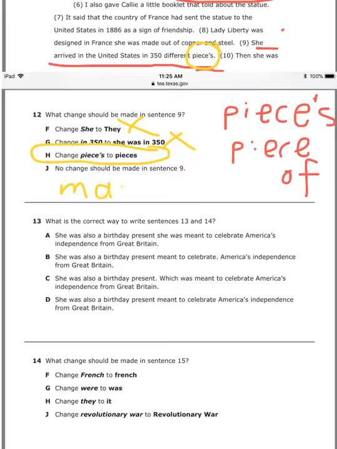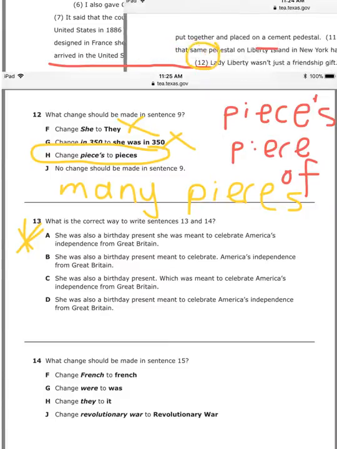Many pieces. This is my check, as we learned in Grammar 101. Many pieces. She arrived in the United States in 350 different pieces. It's plural. That is the correct answer. 13. What is the correct way to write sentences 13 and 14? I'm going to put a star because these are worth more. Because you need to think about the sentences. I need to find my original sentences 13 and 14.